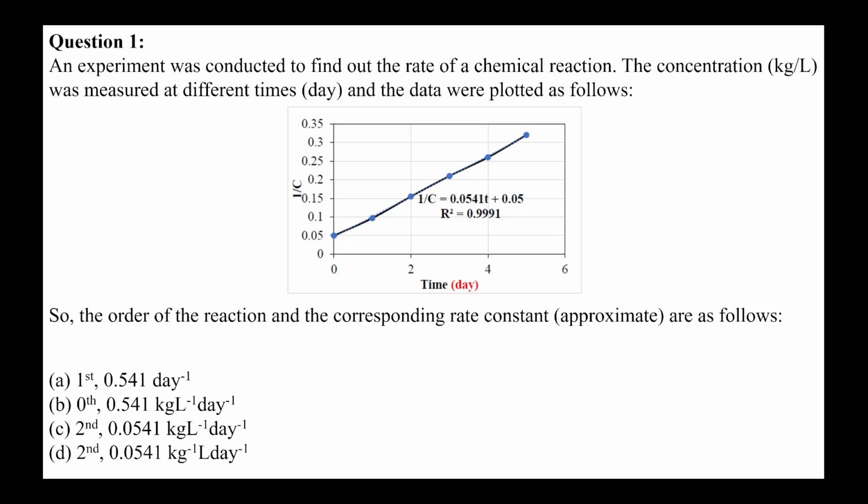So you have four different options. Option A: the order is first order and the rate constant is 0.541 per day. The second option: zero order reaction and the rate constant is 0.541 kg per liter per day. Then the third option: second order reaction and the rate constant 0.0541 kg per liter per day. And the fourth option is also second order reaction and the rate constant 0.0541 per kg liter per day. Okay, so there are four different options.